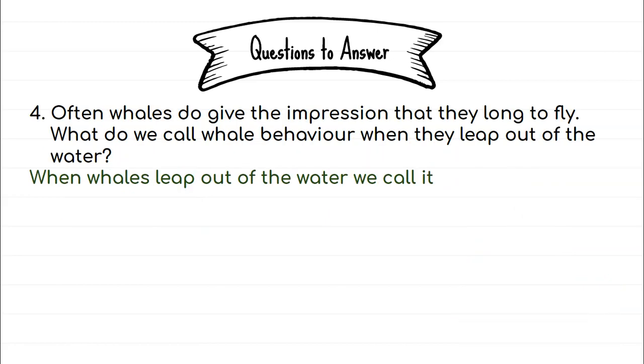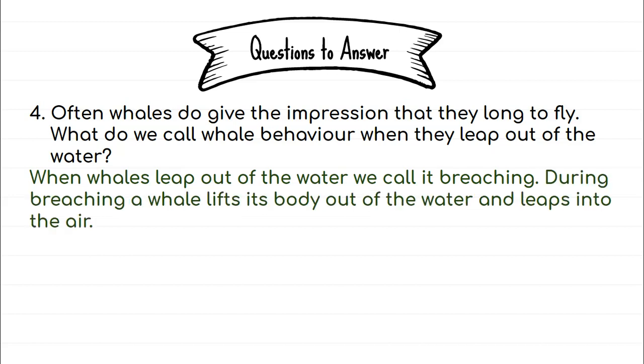And then number 4, often whales do give the impression that they want to fly. What do we call whale behavior when they leap out of the water? So when whales leap out of the water, it has a special name. We call it breaching, breaching. So during breaching, a whale lifts its body up out of the water and it leaps up into the air.